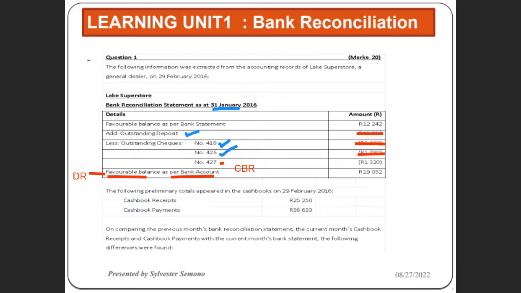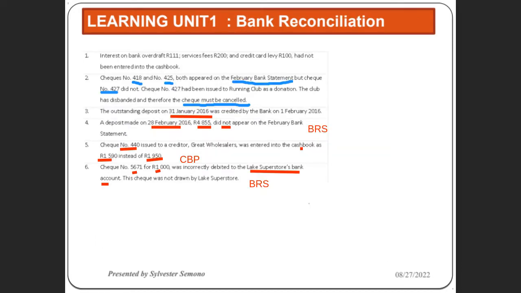Yes, sir. And now it means we need to check if we have got any outstanding deposit for this month. We should have noted it somewhere. Remember this deposit on number 4. Yes, sir. So this is the one that I'm looking for. It's 4855. So I'm going to record the outstanding deposit. We add outstanding deposit because deposits are what we receive.